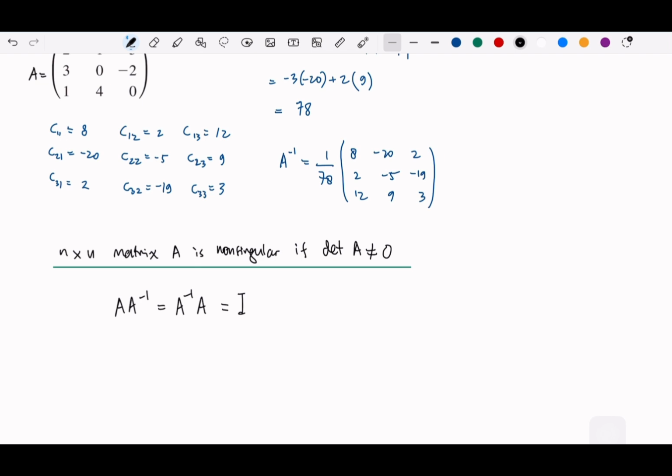Because they're invertible with each other, which means that the determinant, so this will imply, or let me write it on the right side, this will imply that the determinant of A and the determinant of A inverse, if we multiply, should be the same with this, which also gives the determinant of the identity.